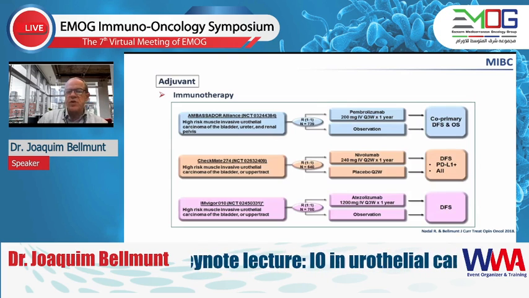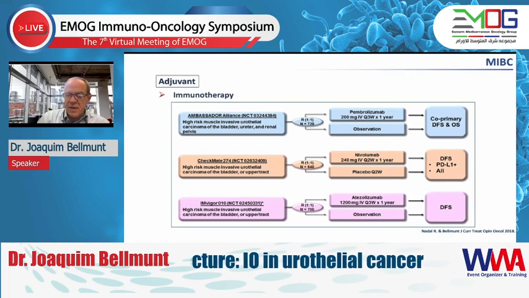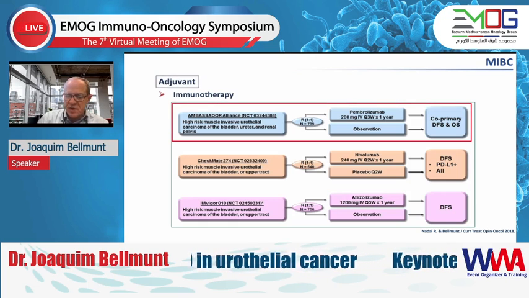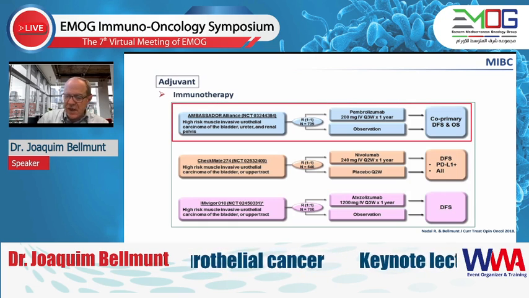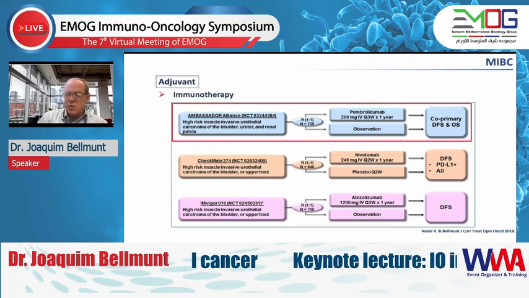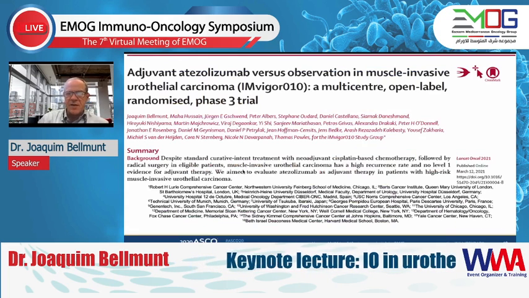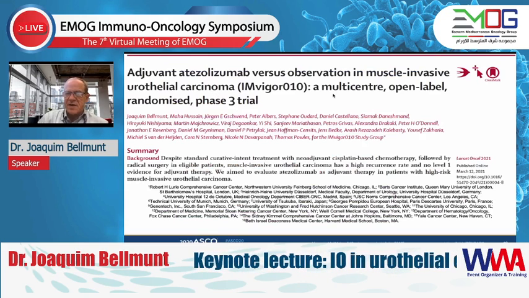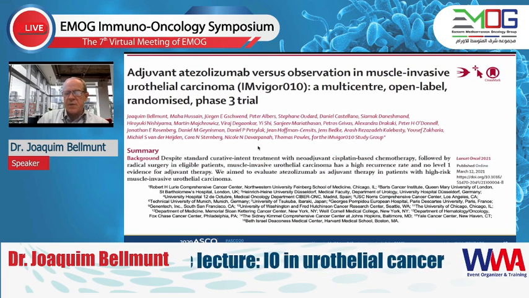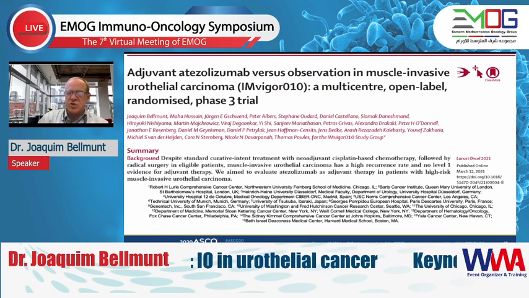So moving from neoadjuvant to the adjuvant, we have these 3 trials: the pembrolizumab versus observation, the Ambassador trial, we have the nivolumab versus placebo, and we have the IMvigor010 atezolizumab versus observation. And the last one, the IMvigor010, was the one that was presented at ASCO and has been recently published in Lancet Oncology. So that's the trial, adjuvant atezolizumab versus observation in muscle-invasive urothelial carcinoma, meaning that patients after surgery or after having received neoadjuvant or not being eligible were randomized to receive atezolizumab or observation.